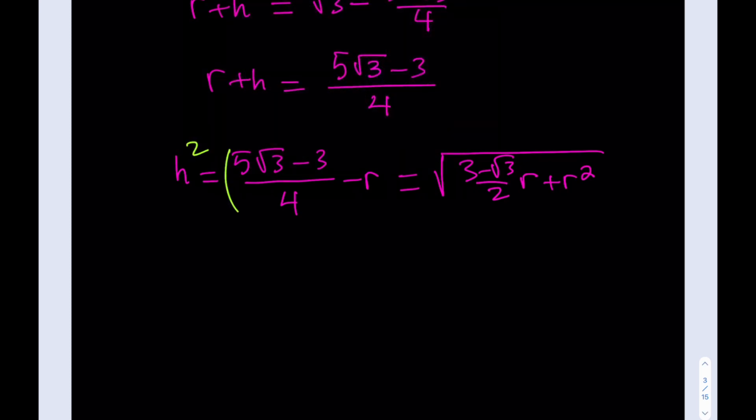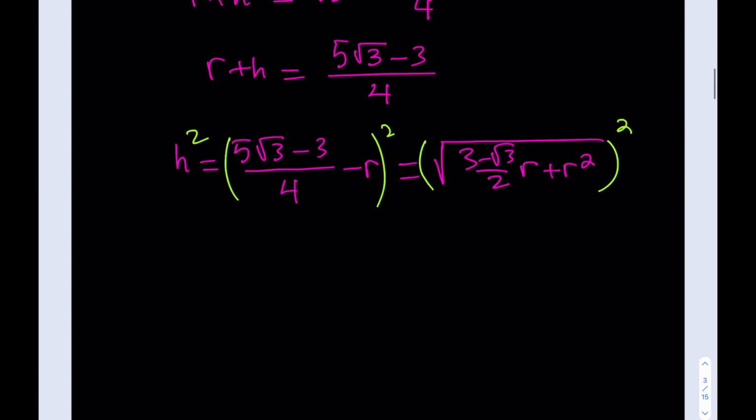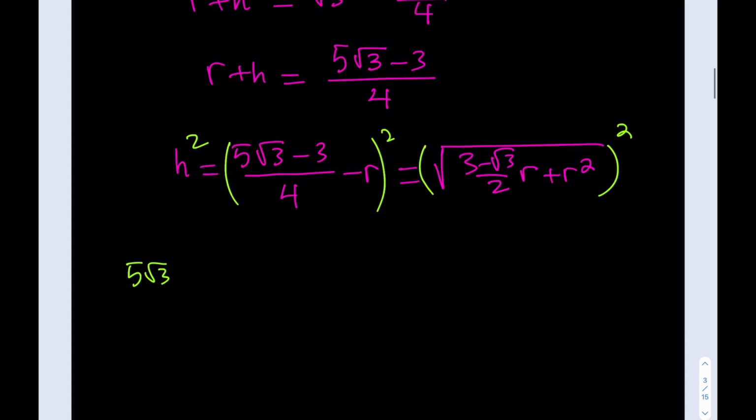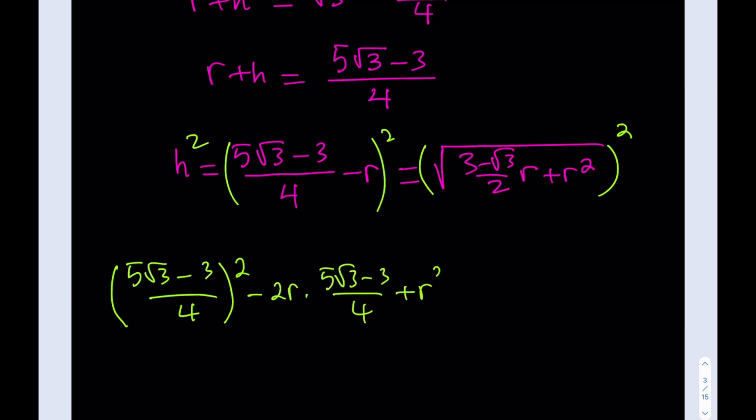If I square both sides at this point, I can just write h squared is equal to this, and it's equal to that. I could just leave the h squared alone and go from there. So I should be getting 5 root 3 minus 3 over 4 squared, minus 2r times 5 root 3 minus 3 over 4, plus r squared, is equal to 3 minus root 3 over 2 times r plus r squared.